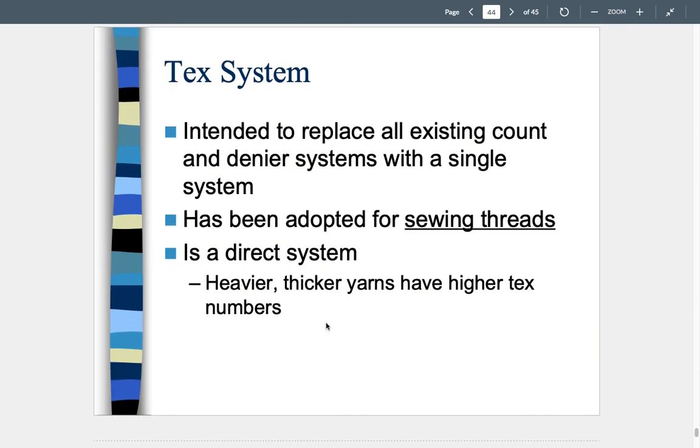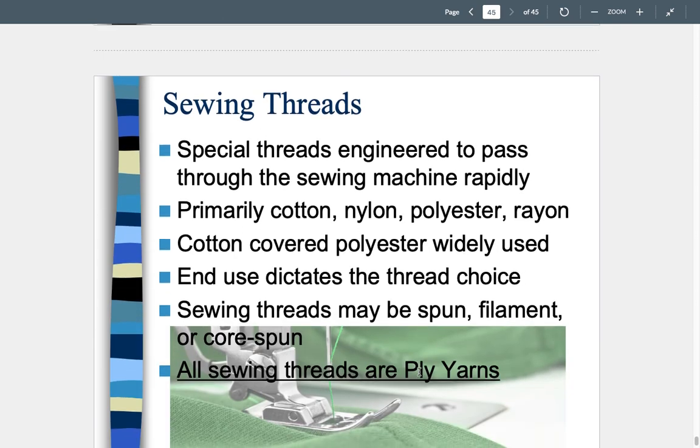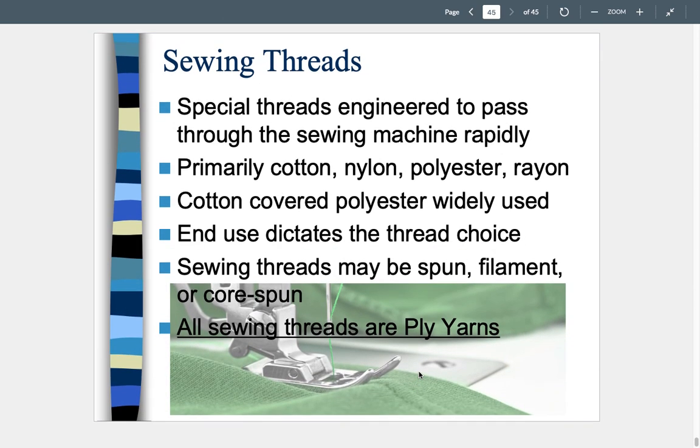The tex system, again, was intended to replace all the existing counts. It was supposed to take denier and yarn count and make them into a single system, the tex system. However, it didn't work out, and now it's been adopted for sewing threads. It is a direct system, so it's easier than yarn count. Thank goodness it's direct. So heavier, thicker yarns have a higher tex number. Now, sewing threads are specifically engineered to pass through the sewing machine rapidly. The whole purpose of a sewing thread is so that it can move easily through a sewing machine.